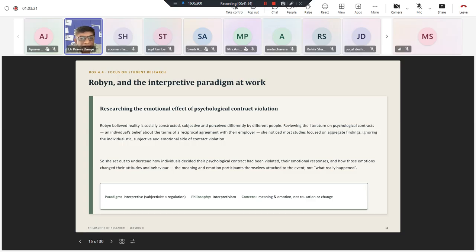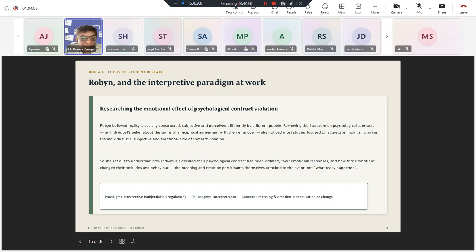Reading the literature on psychological contracts and individual belief about the terms of reciprocal agreement with their employer, she noticed most studies focused on aggregate findings, ignoring the individualistic, subjective, and emotional side of contract violation. So she set out to understand how individuals decided their psychological contract had been violated, their emotional response, and how those emotions change their attitudes and behavior. The meaning and emotion participants themselves attached to the event, not what really happened.